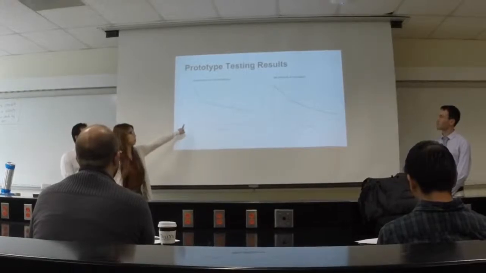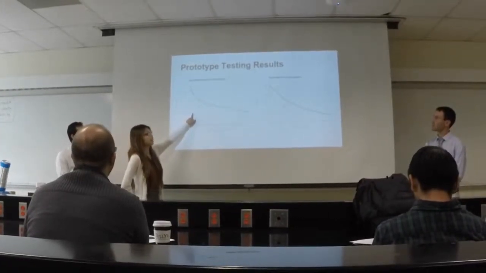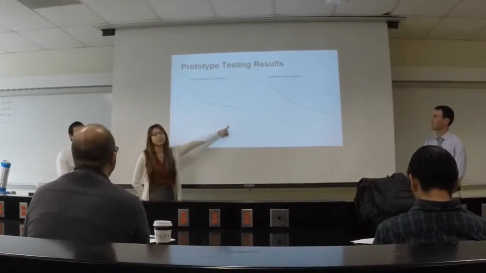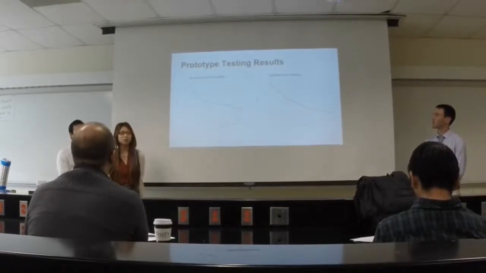So here's our testing results from Sacramento. This is the initial result. To get to the 75 range that we specified, it took 30 minutes, which is 10 minutes over what we were hoping for.